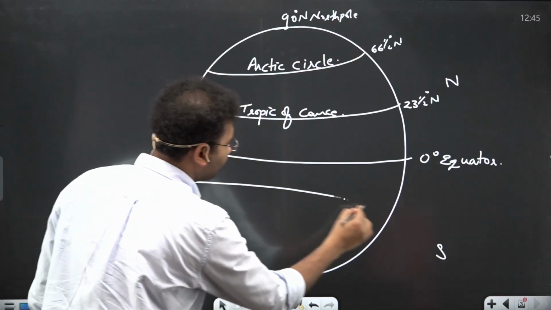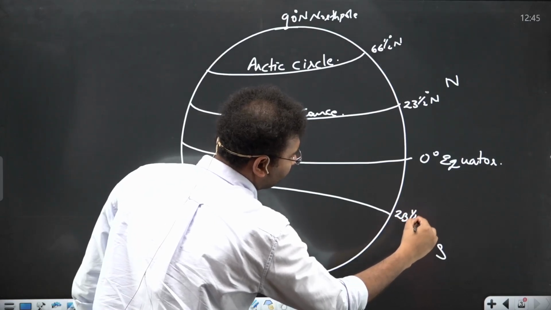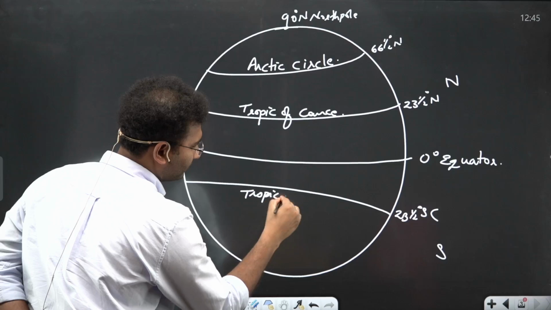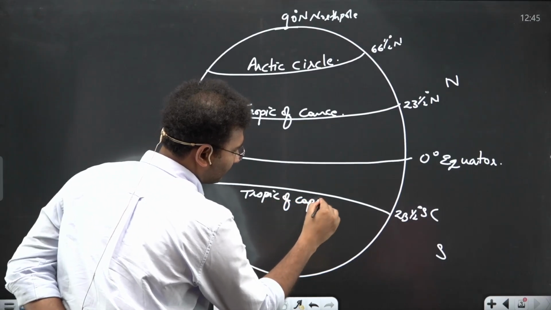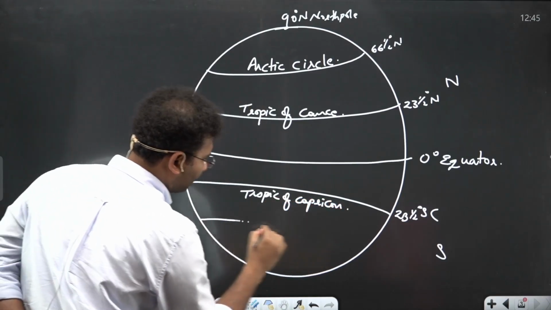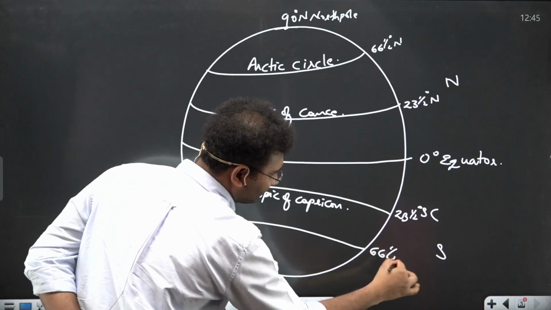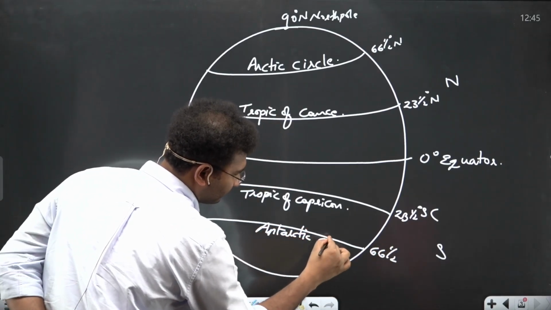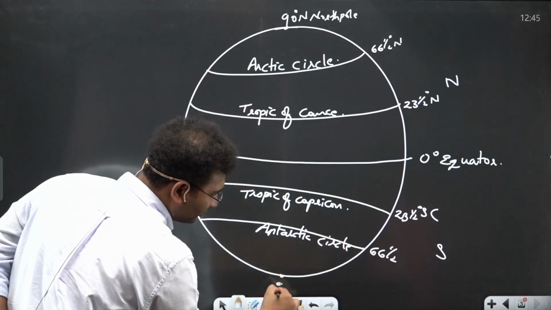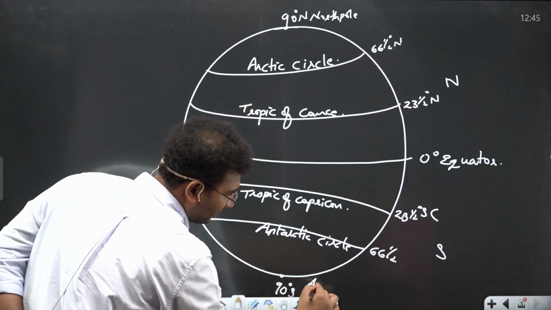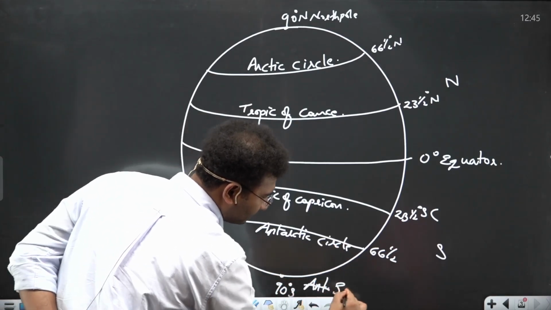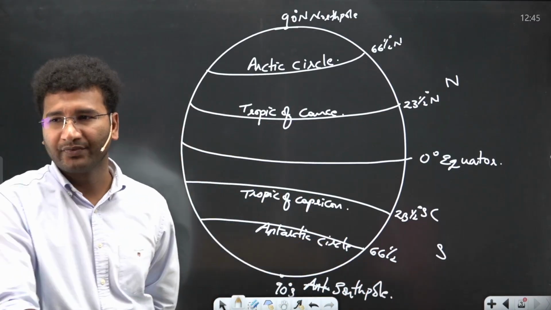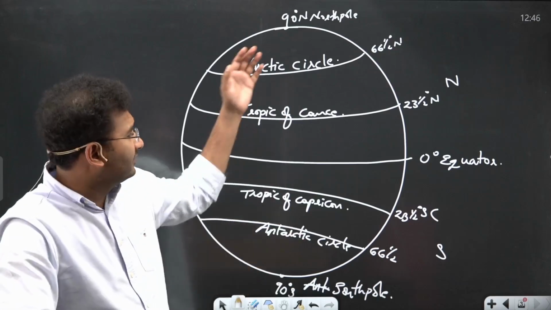Whereas in the southern hemisphere, 23.5 degrees south is called as Tropic of Capricorn. And 66.5 degrees south, this is called as Antarctic Circle. And 90 degrees south is called as South Pole. I hope this is very easy for you. There's not much of difficulty in understanding these concepts.